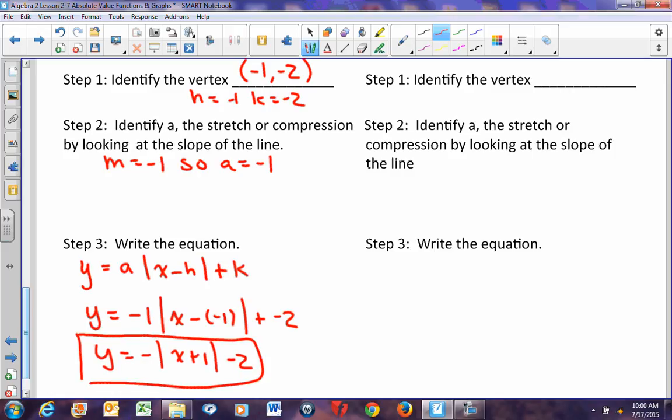You can have the 1 in front of the absolute value, or you can just have a negative sign. I prefer the negative sign only. Some people prefer the -1. It doesn't matter. It doesn't change it. So that's all you have to do. Look at the vertex, identify your slope. Once you've done that, you've figured out h, k, and a, and you can just slide it into your equation.